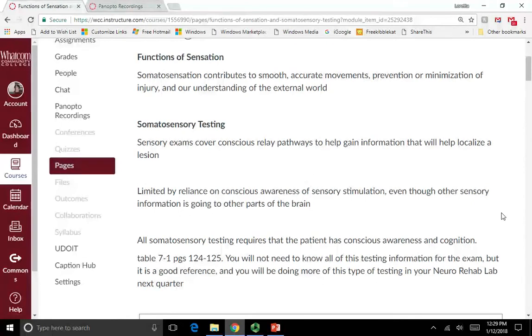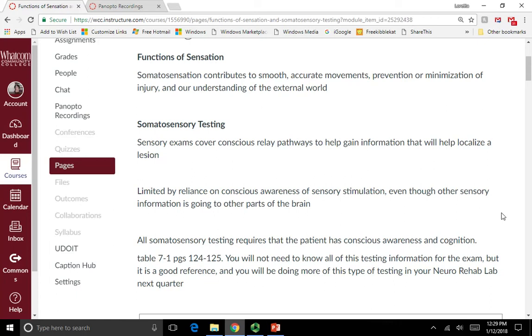In Chapter 7, Table 7.1 on pages 124 and 125 has a really nifty little chart about all those different conscious sensory tests. These are the same things that we did in tests and measures last summer, but now we are going to explain them from a neurological point of view. What does it test? What is it?